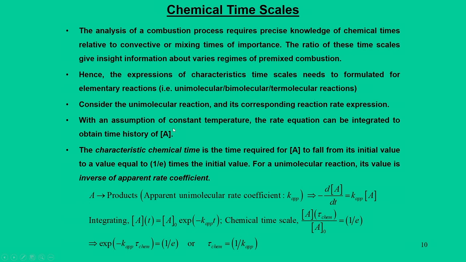So, let us start by assuming a unimolecular reaction. When I say unimolecular reaction, species A gives products with its apparent molecular rate coefficient k apparent. We can find an expression for how the concentration of A changes: the negative sign says the concentration drops with time, and it is equal to k apparent times the concentration of A. This equation can be integrated to give the concentration of A at time t, equal to the initial concentration A0 times e to the power minus k apparent t.